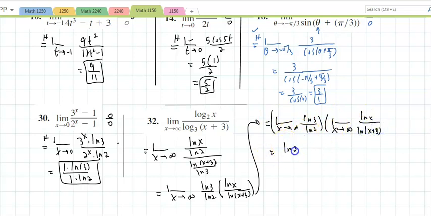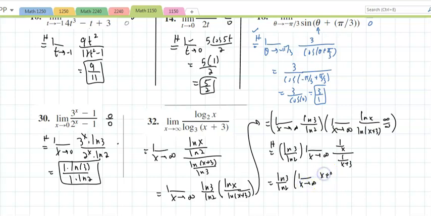The limit of the constant is the constant. That I leave alone. But here, I notice this is infinity over infinity. L'Hopital applies on that. That's the limit as x approaches infinity of 1 over x over 1 over x plus 3. That's natural log of 3 over natural log of 2 times the limit as x approaches infinity of x plus 3 over x. That is infinity over infinity. So I would say that is natural log of 3 over natural log of 2 by L'Hopital, limit as x approaches infinity of 1 over 1. That's simply natural log of 3 over natural log of 2 times 1. And that would be my answer.